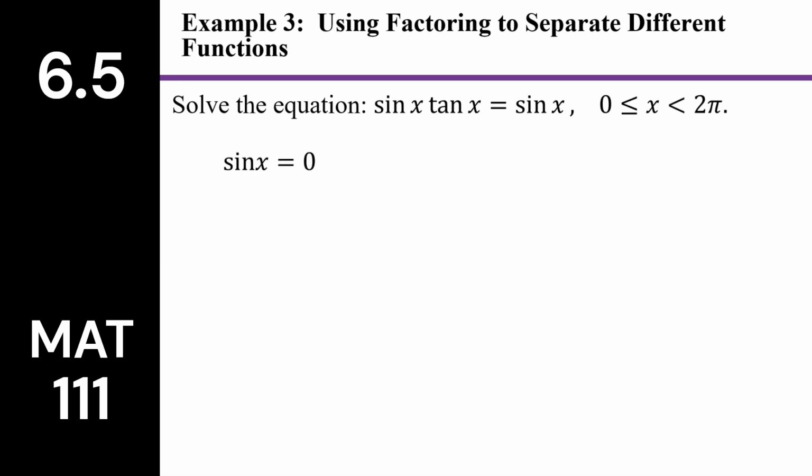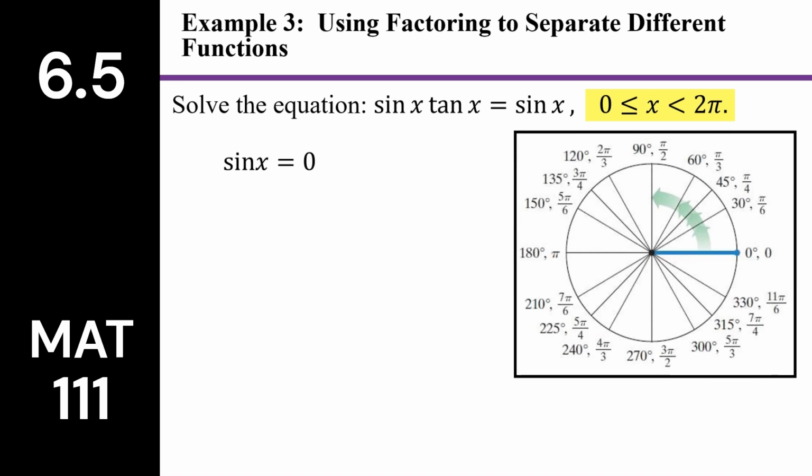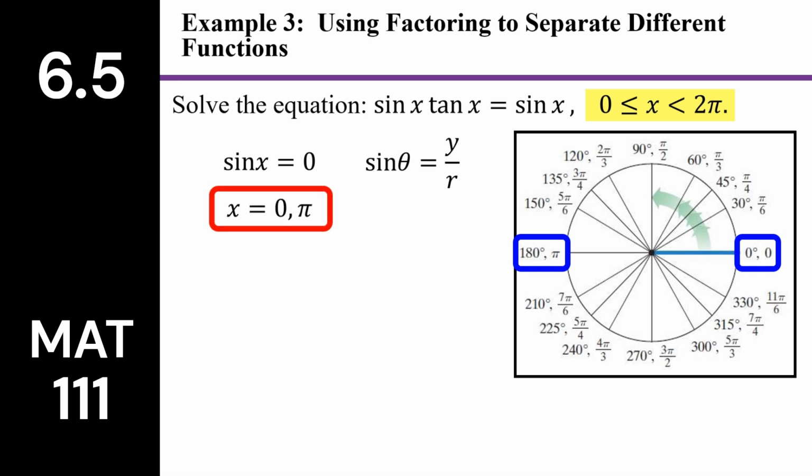Let's start with sine x equals 0. Notice that we have to solve this over the interval from 0 to 2 pi. So we'll think about this diagram. The definition of sine is y over r, and for that fraction to equal 0, the numerator has to equal 0, and y is 0 when it's at a height of 0. So we get these two values, x equals 0 and x equals pi.